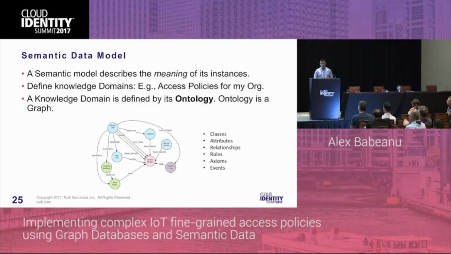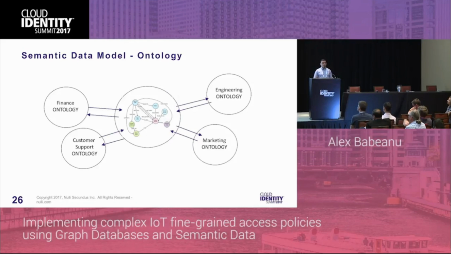Why is that interesting? Every organization has several domains of knowledge. They have the access management one, but you may also have an engineering ontology, a marketing ontology, a customer relationship ontology, and they all interact with each other. The interesting thing is that the knowledge is the same whether you're in one ontology or another. A device has the same meaning whether you're speaking about engineering, customer support, or access management. So you can reuse the knowledge from other ontologies for your own purposes.